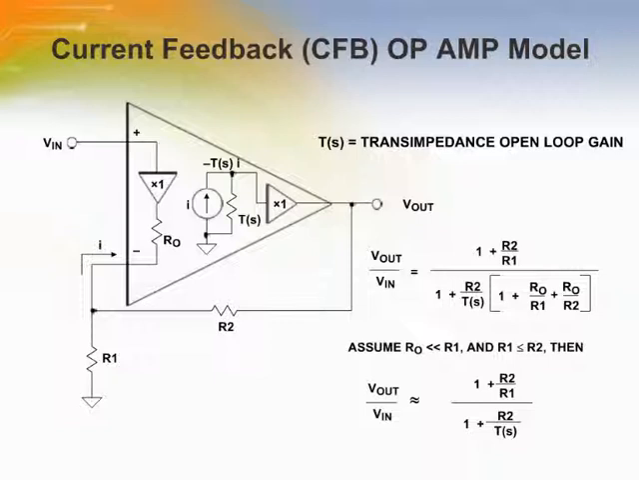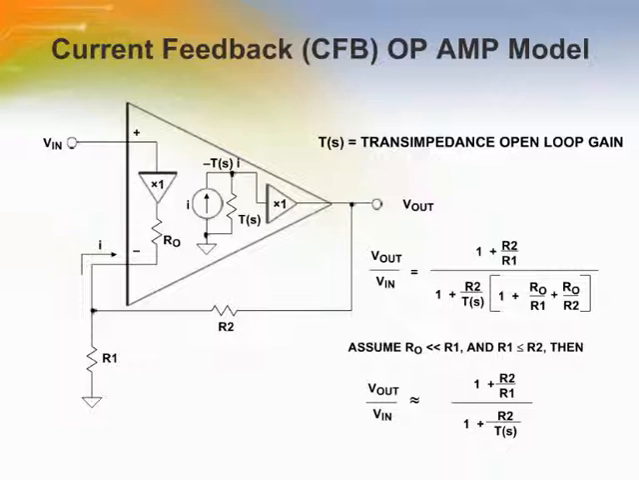The second op-amp topology is called current feedback, or CFB. The topology is referred to as CFB because the error signal is a current and not a voltage. In this diagram, the non-inverting input voltage is buffered with a unity gain buffer and applied to the inverting input. Ideally, the output impedance of this buffer, R0, is 0.